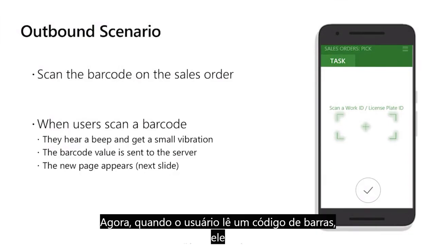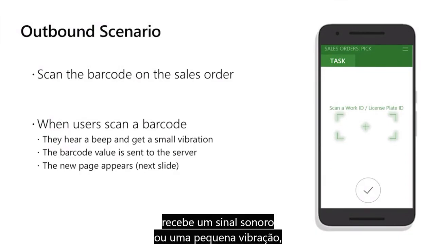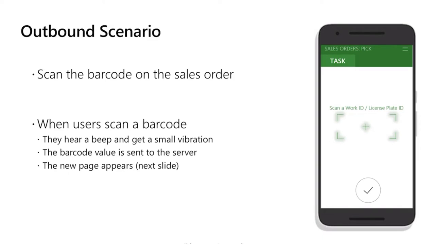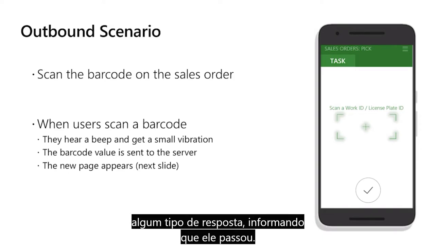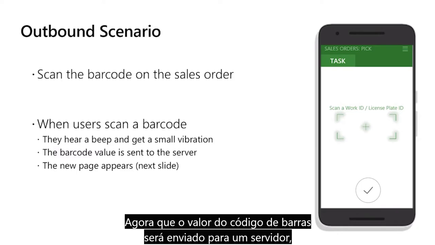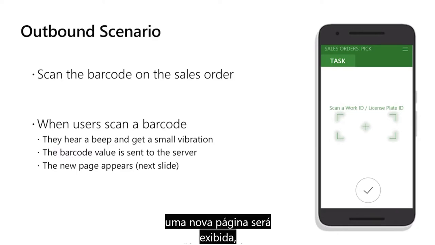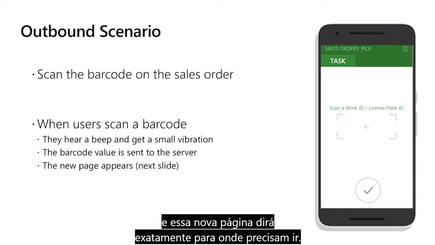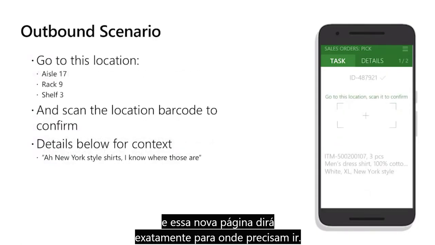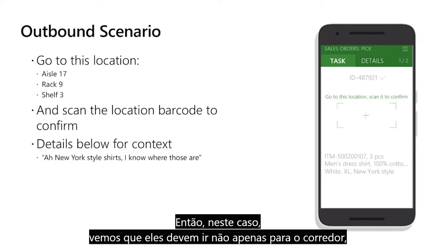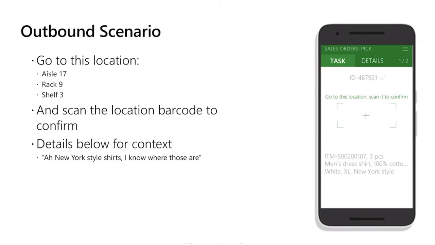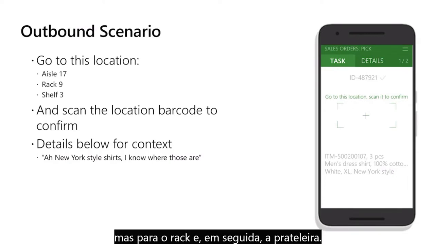Now, when the user scans a barcode, they're going to get a beep or a small vibration, some type of response letting them know that it went through. That barcode value is going to be sent to a server, and then a new page is going to appear. That new page tells them exactly where they need to go. So in this case, it's telling them not only the aisle, but the rack and then the shelf.